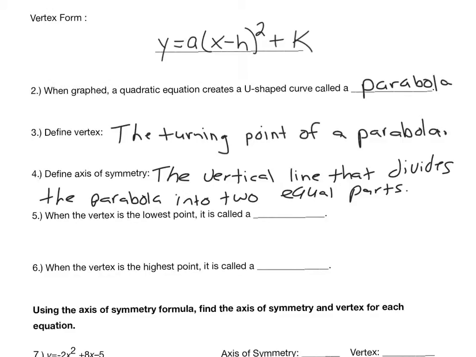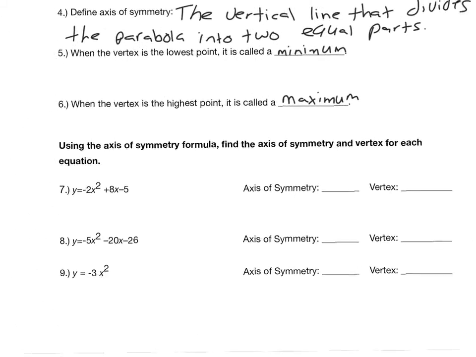All right, so if the vertex is your lowest point of the parabola, meaning your vertex is down here, then that would be called minimum. Now, if your vertex is the highest point of a parabola, meaning your vertex is on the top there, then that would be called a maximum. So make sure you know that for Friday's test.